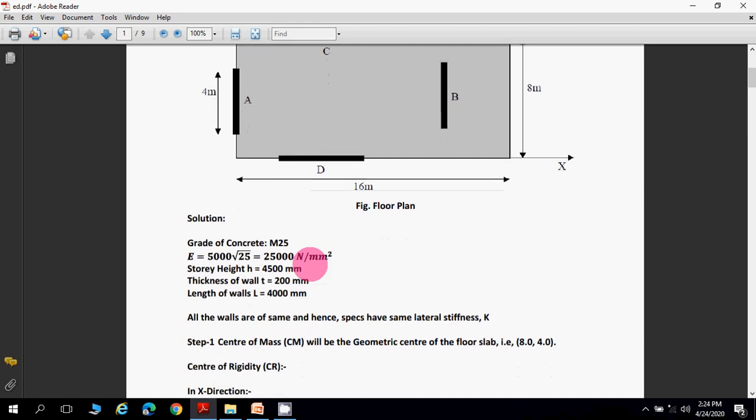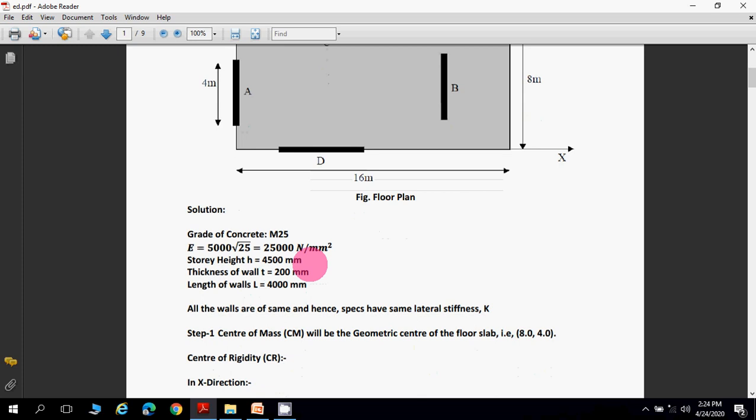In step number 1 we have to calculate the center of mass and center of rigidity of that floor slab. The center of mass of the floor slab will be the geometric center of the floor slab, because it's an RC slab or cast in situ slab, so the load intensity on the floor is the same throughout the span. So the center of mass will lie at the center point of this floor slab, which in the x direction is at 8 meter and in the y direction is at 4 meter. So the center of mass of the floor slab is given by 8.0 and 4.0 meter.